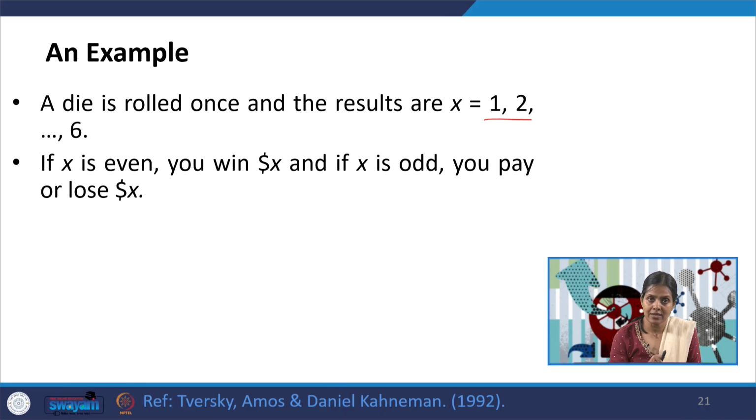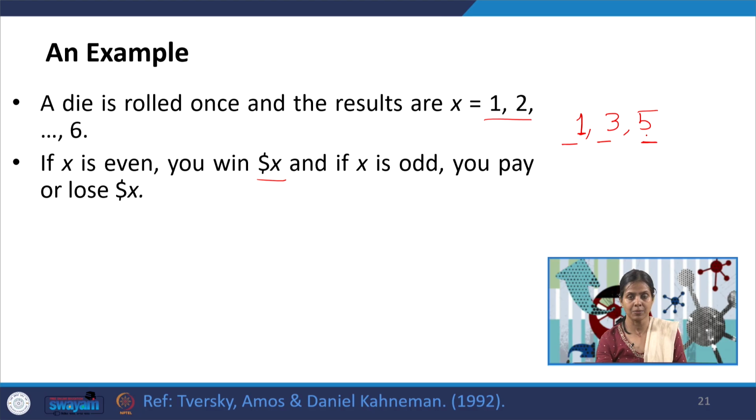If x is even, you win x, and if x is odd, you pay or lose x. So, for example, if you roll the dice and you get 1, 3, 5, then these are the amounts that you are going to lose; you have to pay to the other person. If you are getting 2, 4, 6, then they are basically your gains. That is the rule of the game.